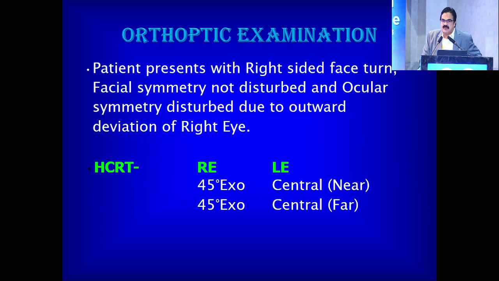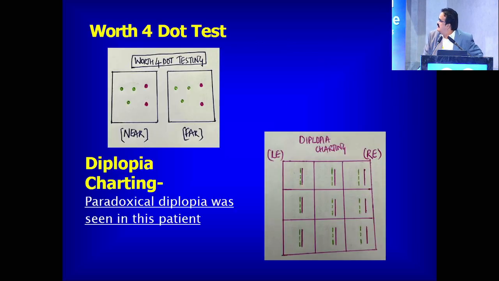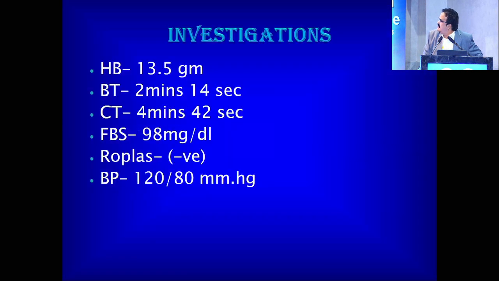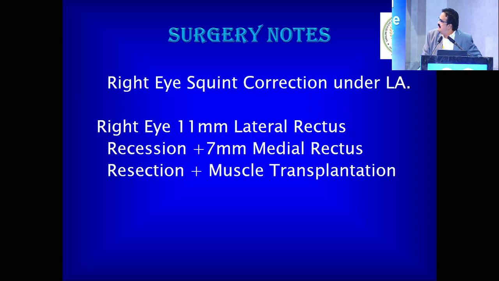So after thorough orthoptic evaluation, we found that the deviation is around 85 prism diopters, and you can see all the extraocular movements are normal. And added to that, he has a paradoxical diplopia. Usually exodeviation is supposed to produce crossed diplopia, but here he has uncrossed diplopia, and that is what the diplopia charting shows. All other parameters are normal, and this case was taken for muscle transplantation surgery. So here I did 11 millimeters of LR resection with 7 millimeters of MR resection with muscle transplantation.